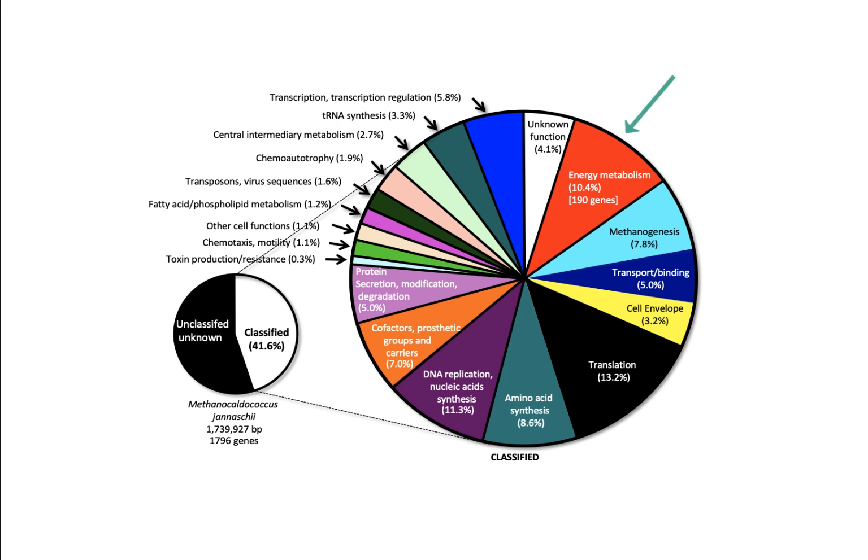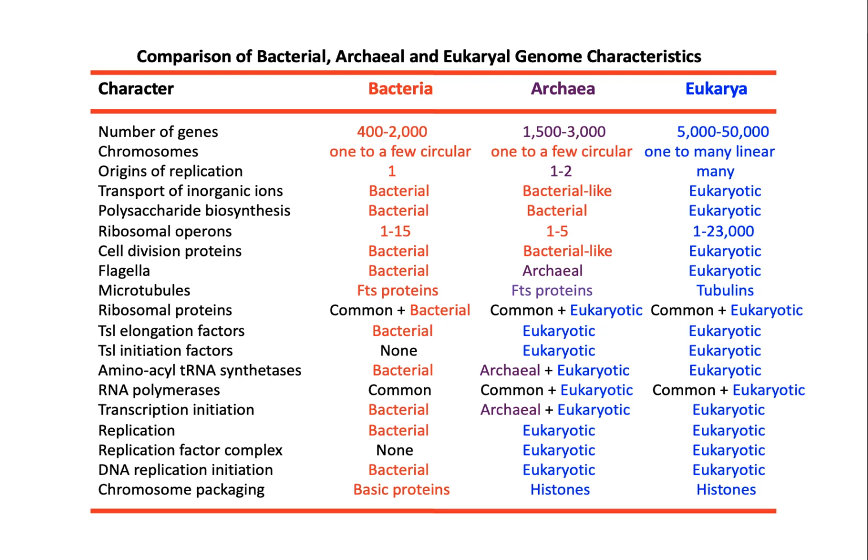10% to energy metabolism, about 8% to methanogenesis, and then 11% to DNA replication, then 6% to transcription and transcription regulation, about 20% to amino acid synthesis and translation, so quite a bit, and 3% to cell envelope, etc. So at the time this paper was published, there was a lot of interest to trace down the origin of eukaryotes, and so Archaea were a big part of that theory of the origin of eukaryotes coming from Archaea. And this shows that to some extent.